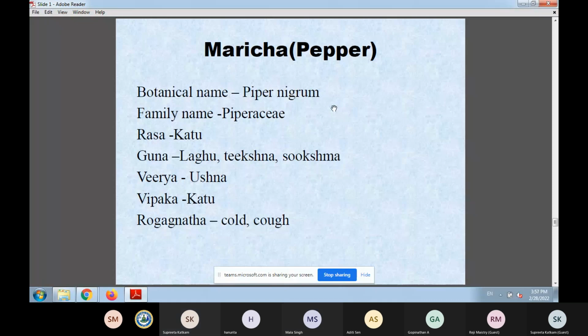See, pepper has this sukshma property. As he said, it's going to open up the channels. We cannot exactly say blood vessels. It's going to help in opening up the channels. And because of this sukshma property, it is able to penetrate the smallest of areas. So hence, the drug is delivered to the smallest of areas. Very interesting. Thank you for that explanation.